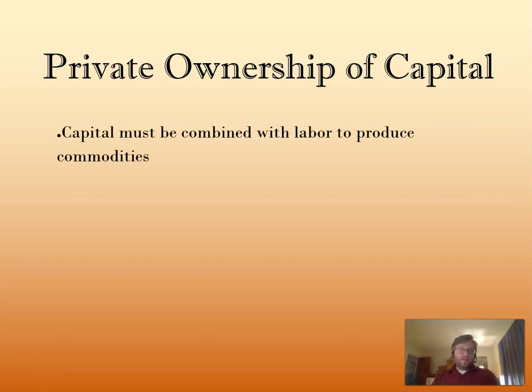So that capital must be combined with labor in order to actually produce those commodities. Capital on its own can't produce anything. You need capital plus labor. You need workers to do something. Some industries need a lot of labor and very little capital. Others use a huge amount of capital and very little labor. But in any case, there's always some sort of labor that's involved, right? You have capital and labor that you have to put together, and that capital is privately owned.